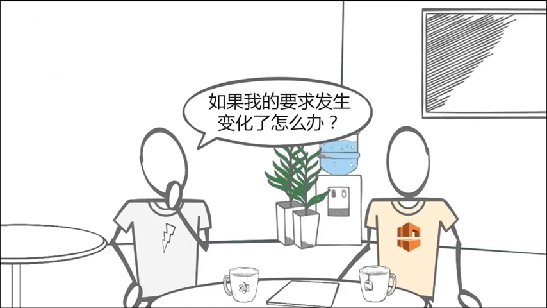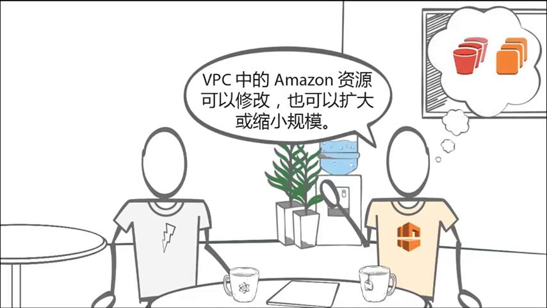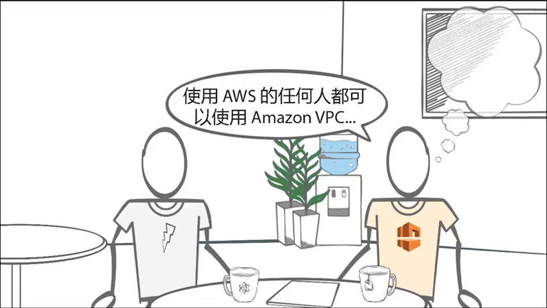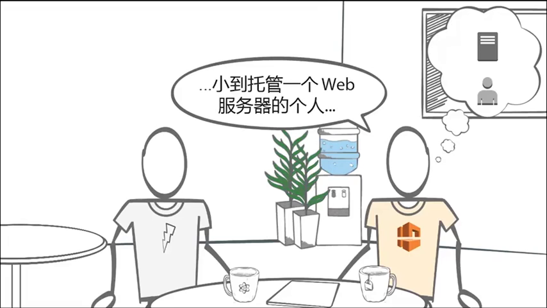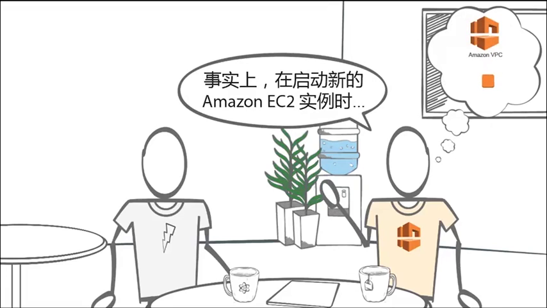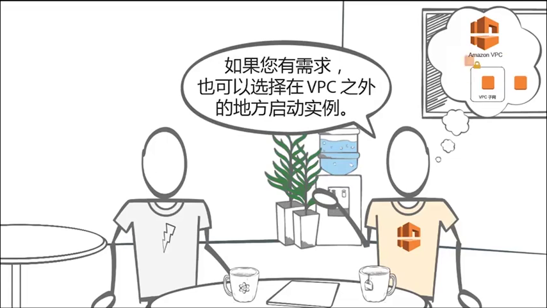What if my requirements change? How quickly can I modify my AWS resources? Amazon resources in a VPC can be modified and scaled up or down. Anybody using AWS can use Amazon VPC, from individuals hosting a single web server to large organizations that require thousands of machines. In fact, when you launch new Amazon EC2 instances, by default they will be launched into a VPC. You also have the option of launching instances outside of VPC if required.